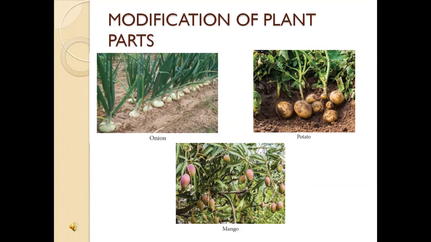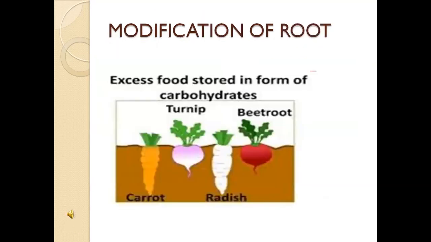Modification of root. Look at a radish, turnip, beetroot, and carrot. They all grow under the soil. Isn't it, children? They all grow under the soil. As soon as you pluck one from the ground, if you wash it gently, you will notice small roots dangling from its surface. All these vegetables are in fact roots of the plant.